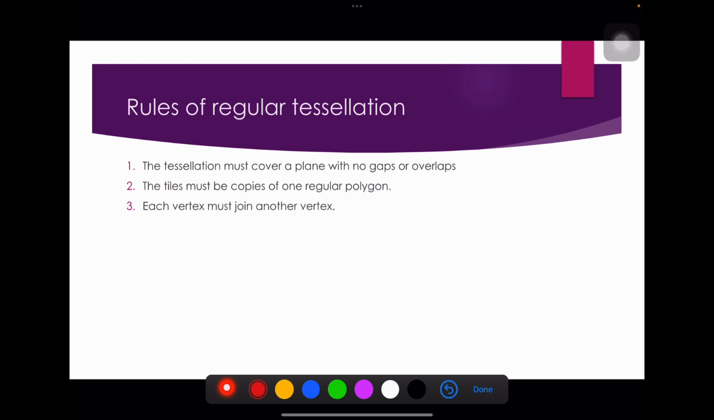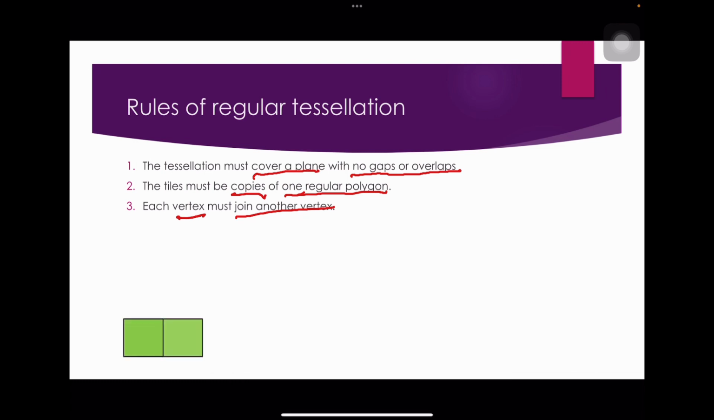So let's have a look at the regular tessellation rules once again. The tessellation must cover a plane with no gaps or overlaps. The tiles must be copies of one regular polygon. So if it's a square, the next one is a square, the next one is a square, up and down, they are squares as well. Each vertex must join another vertex. Okay, so this is a demonstration.